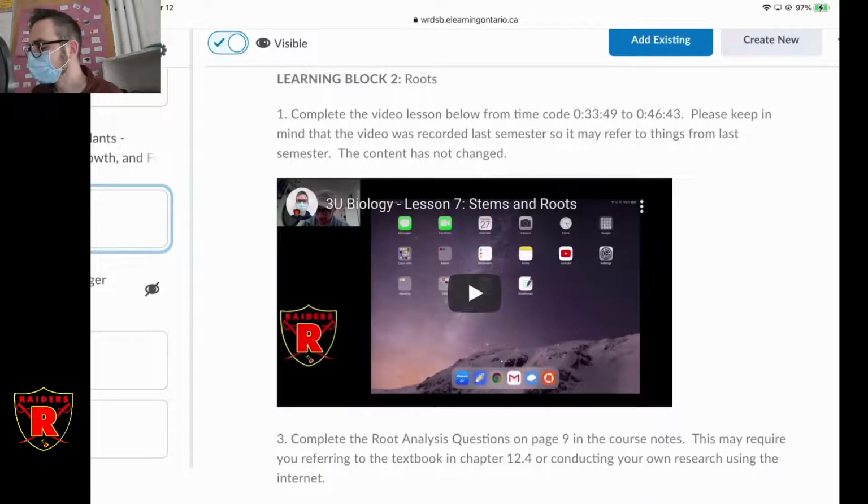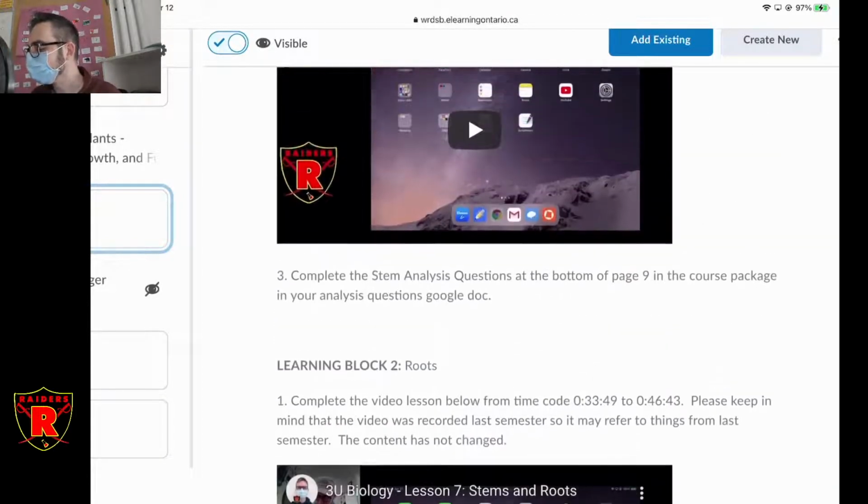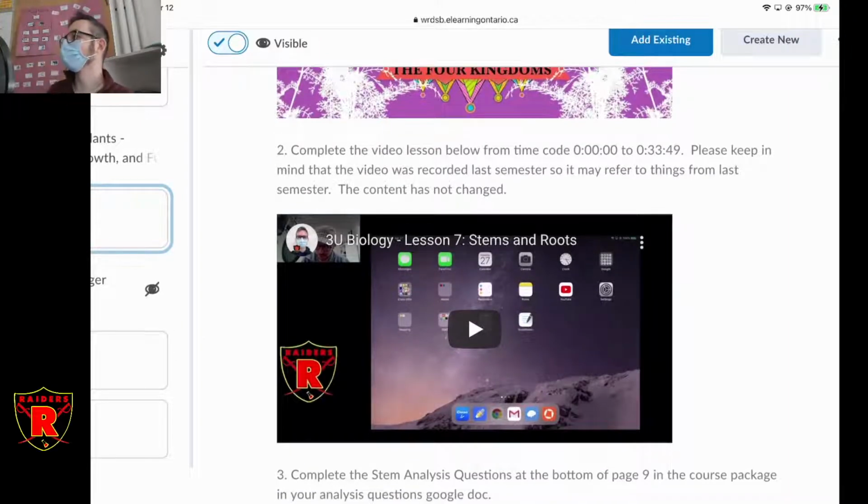Something to really think about as you're going through the notes package here is one of the main thrusts of this course, or this unit specifically, is looking at the differences between gymnosperms and then between the two types of angiosperms, monocots and dicots. So I believe in the first lesson I talk about this idea of monocots and dicots. A monocotyledon has one seed leaf when it sprouts. The dicotyledon has two seed leaves when it sprouts.